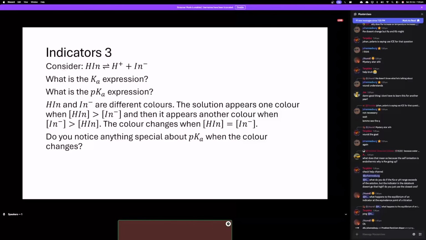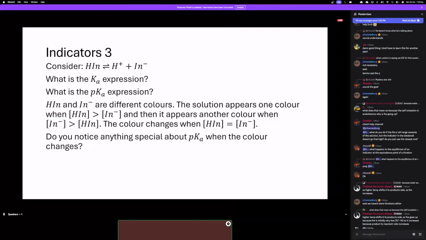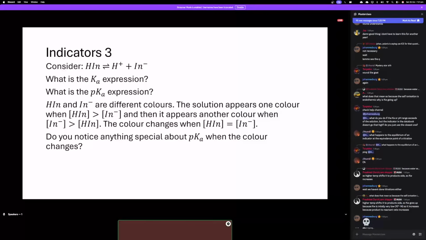More indicator stuff. Just some basic questions. What is the Ka expression? I will work through these. So Ka equals concentration of H plus, concentration of IN minus, over the concentration of HIN. What is a pKa expression? Well, it is just the negative log of this stuff that I can't be bothered to write.